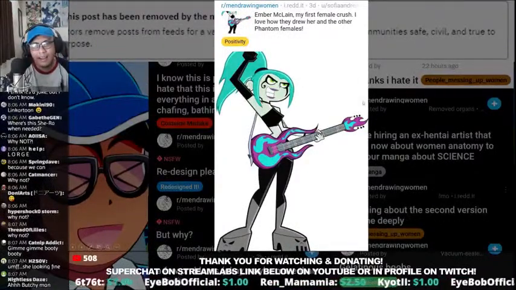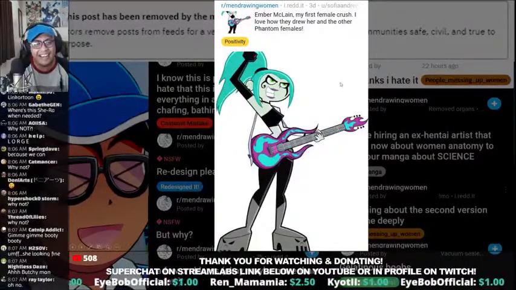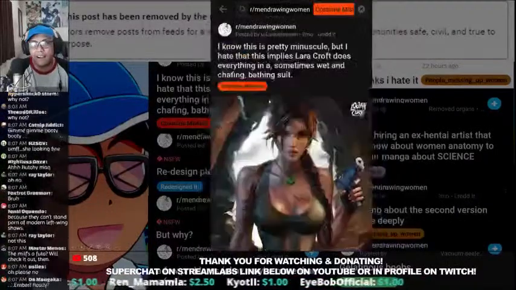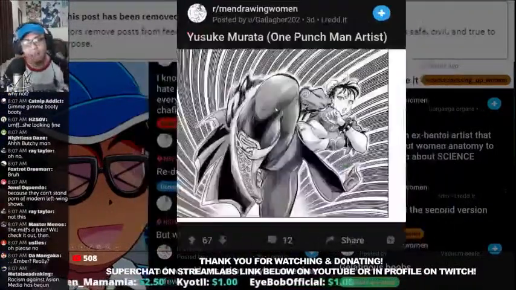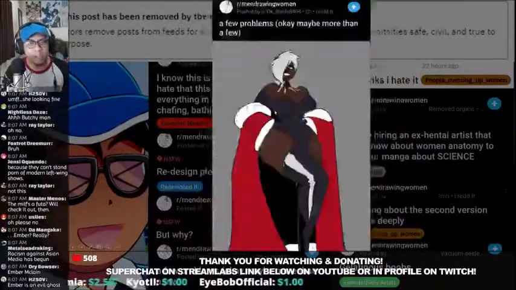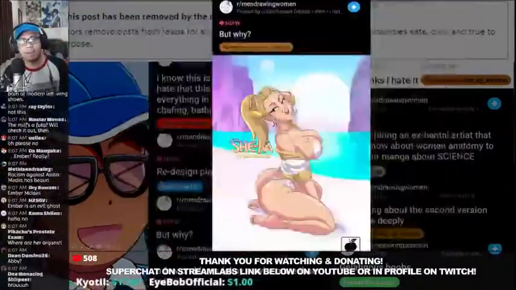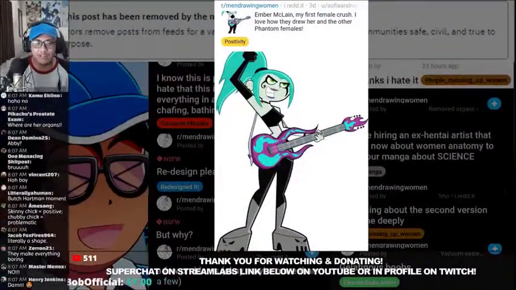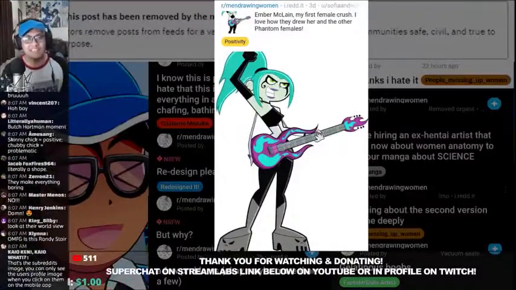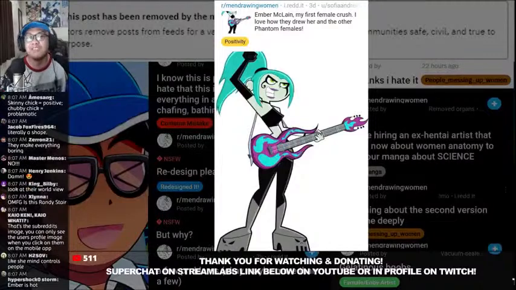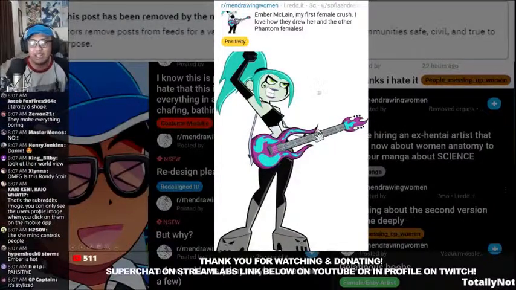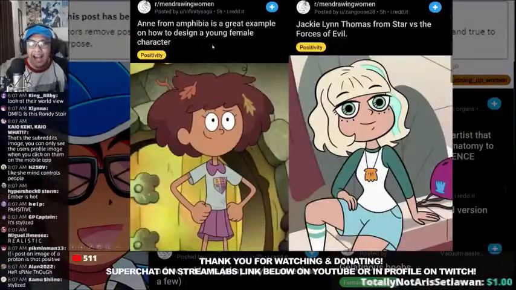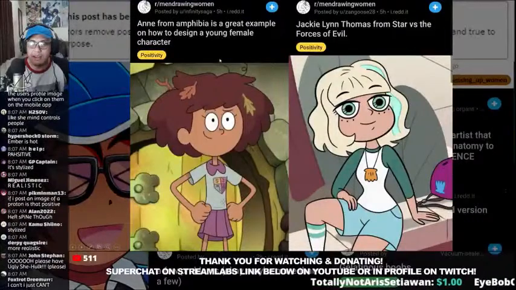Well, this is clearly not the same as the rest of these. You see how the rest of these are closer to the proportions of the real world, while these are clearly Butch Hartman's art style, which is not meant to be that. This is a cartoon. You can draw it in a style that is not stylized as this. It's stylized. So... Anne from Amphibia is a great example of how to design a young female character.